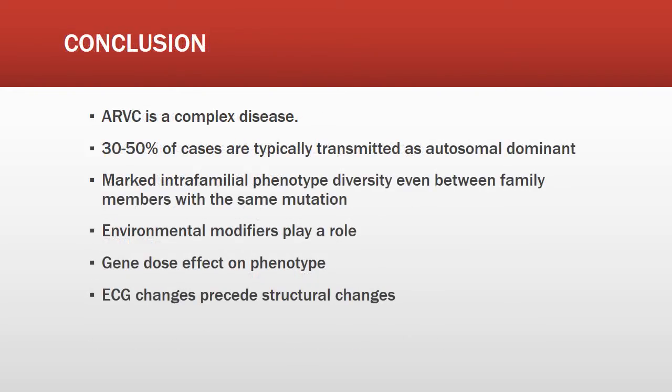So ARVC is a complex disease, and 30 to 50% of cases are typically transmitted as autosomal dominant, and there's marked intrafamilial phenotype diversity. You can have a relative who has died suddenly because of ARVC, and then you can have another family member who just has around 1,000 ventricular ectopics on the Holter and minor ECG changes. So it is thought that environmental modifiers play a role. There's also a gene dose effect on the phenotype, so the more genetic mutations you have, the worse your phenotype.